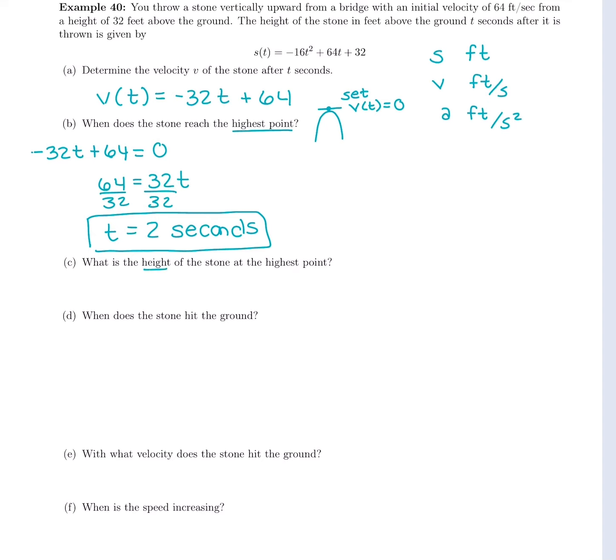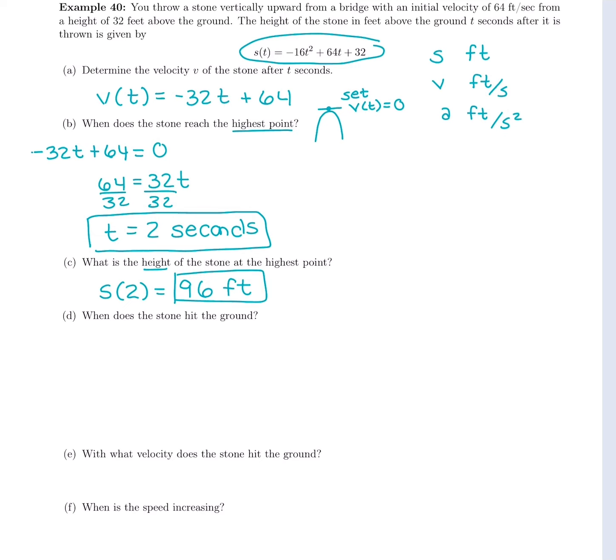So to find the height for the highest point, we know it happens after 2 seconds, and we want to see the position that it is. So we're going to plug into the position function, this original function here, negative 16 times 2 squared plus 64 times 2 plus 32. It's 96 feet in the air.